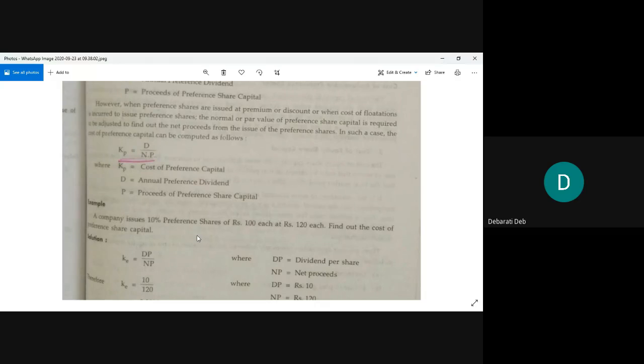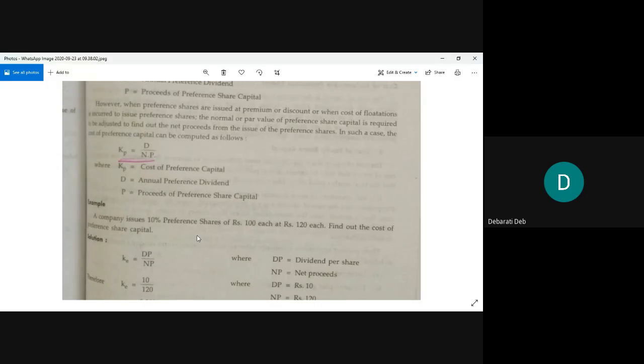So 10% is paid on how much? On 100. This is the par value. And it is also mentioned that the preference shares have been issued at rupees 120 each. That means it has been issued at a discount or a premium? Tell me. Premium. It is issued at a premium of 20 rupees. So your net proceed formula has to be used here, and the net proceed value will be 120. Then find out the cost of preference share capital. Quickly do this sum.